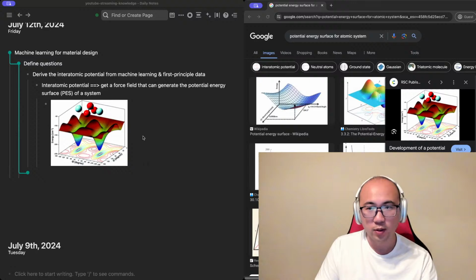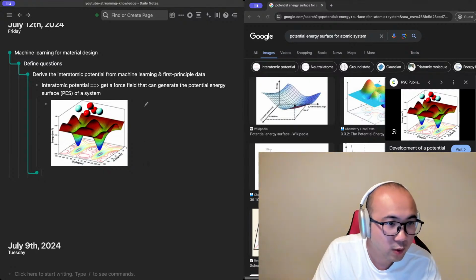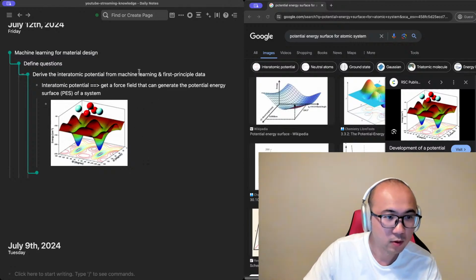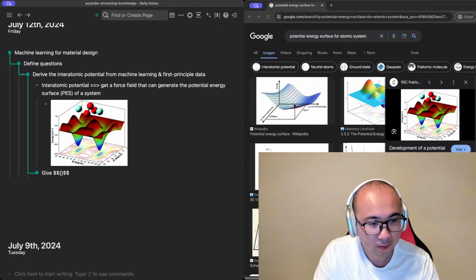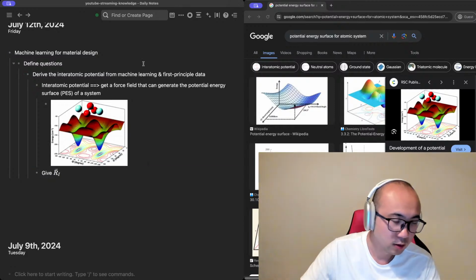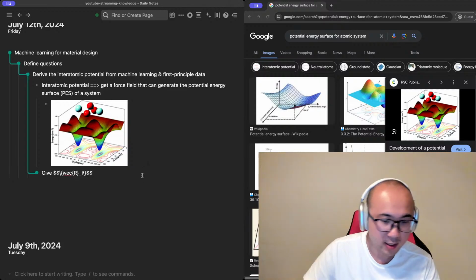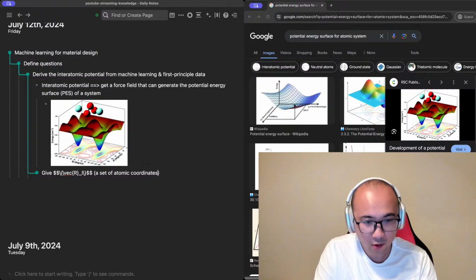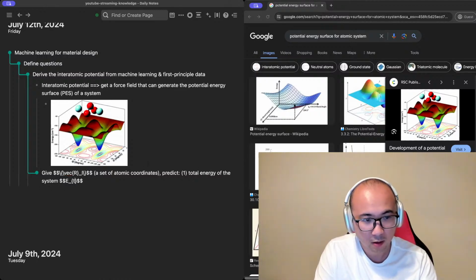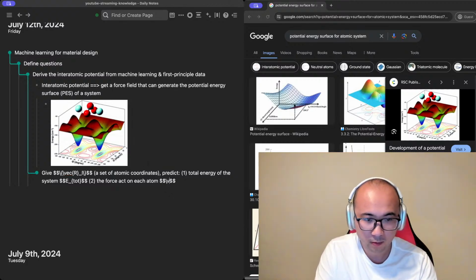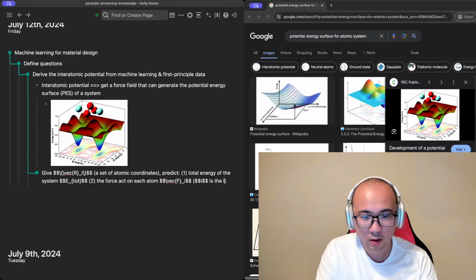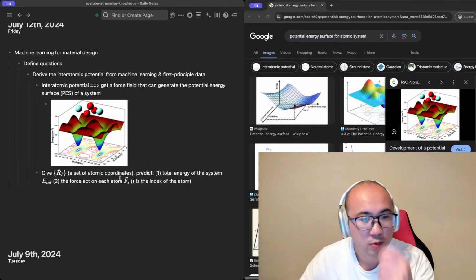And what we are trying to do is, given a set of atomic coordinates, predict two things: the energy of the system, and the force at each atom. Yeah, so basically like this.